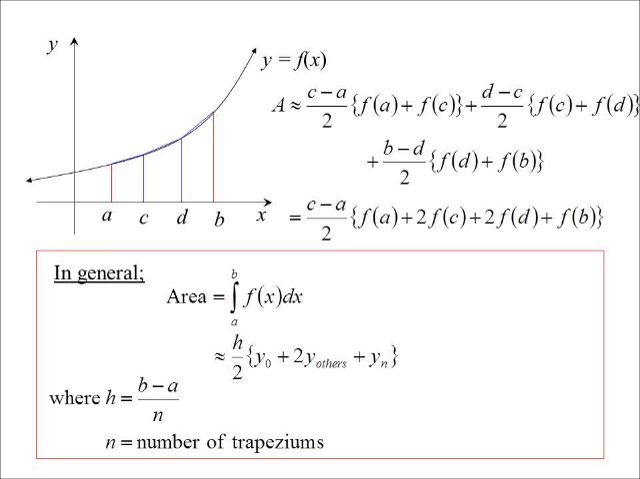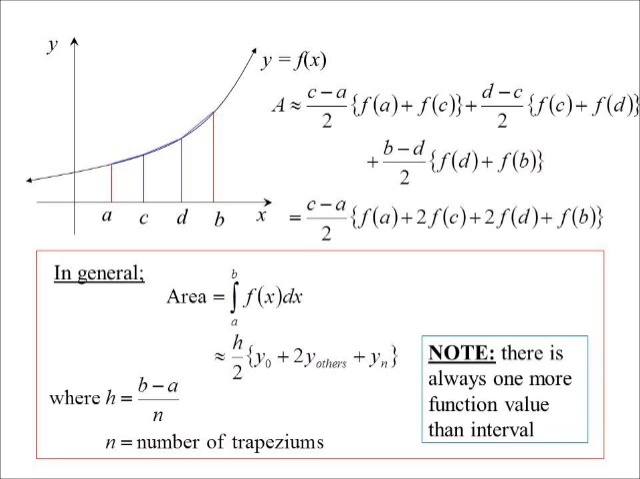So for mine, n's the number of trapeziums, and h could be calculated by b minus a divided by the number of trapeziums that we have. So keep in mind, there's always going to end up being one more function value than there are trapeziums. Because we start at 0, we end at n, so we end up with n plus 1 function values. Of course, you don't only have to use this for area. It could just be for approximating an integral. Still the same idea. It's just finding a number instead of an area.